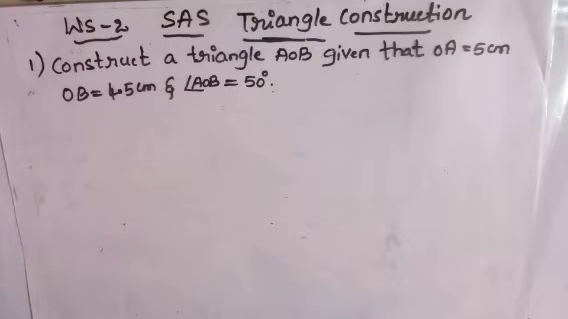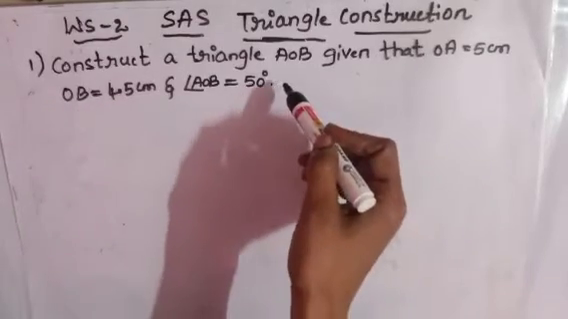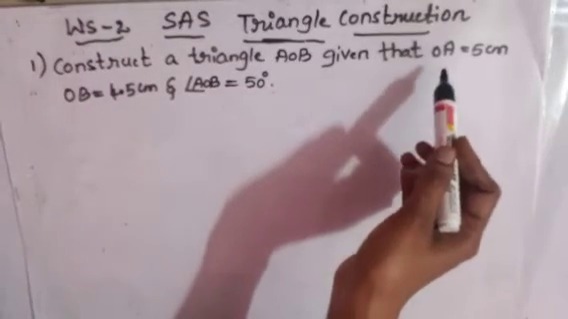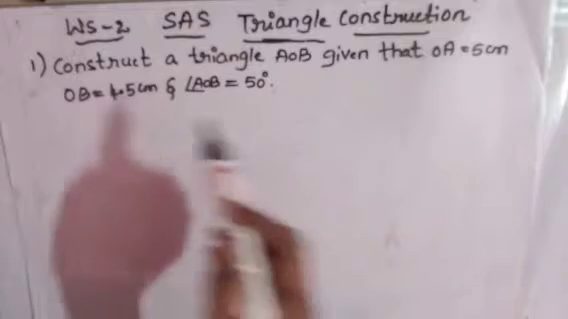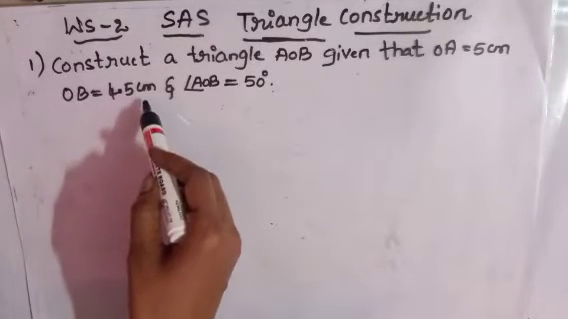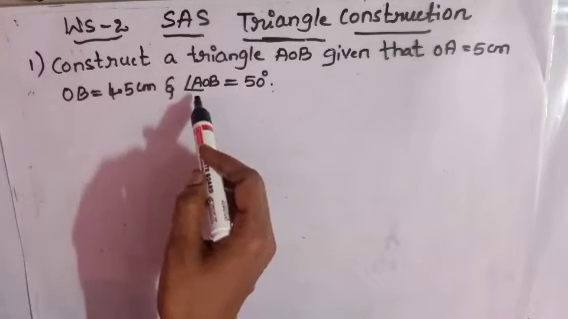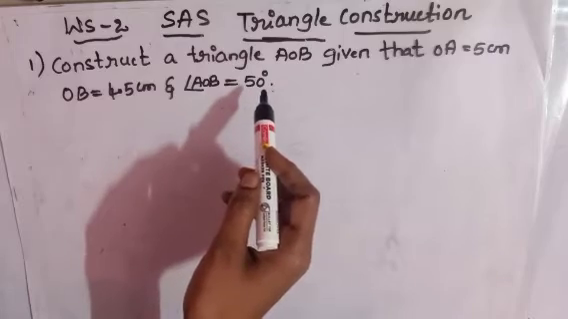In the last class, we started the new chapter, that is construction of triangles, and you learned the construction of SSS triangle. Today in this class, let us know about the construction of SAS triangle. So let us solve the worksheet 2. In that first question, construct a triangle AOB given that OA equals 5 cm, OB equals 4.5 centimeter and angle AOB equals 50 degree.